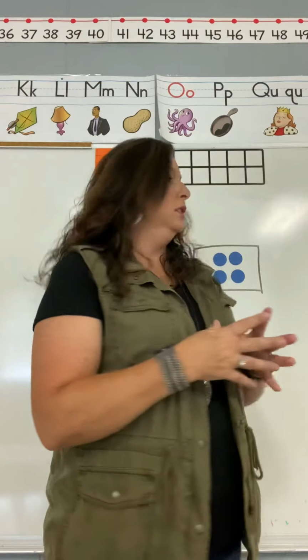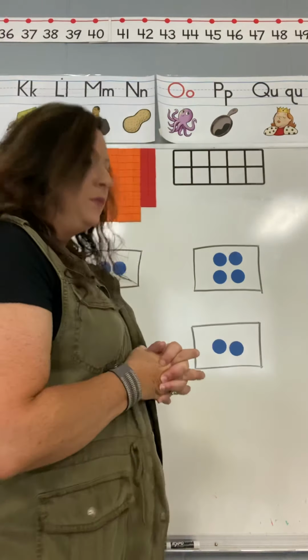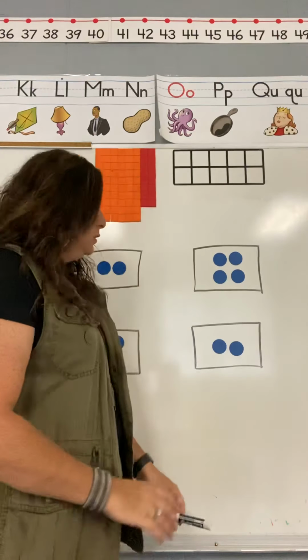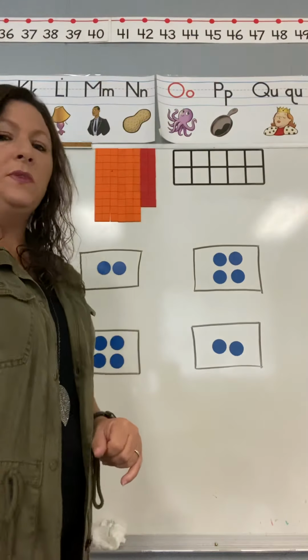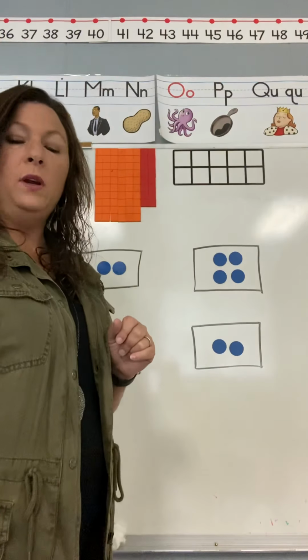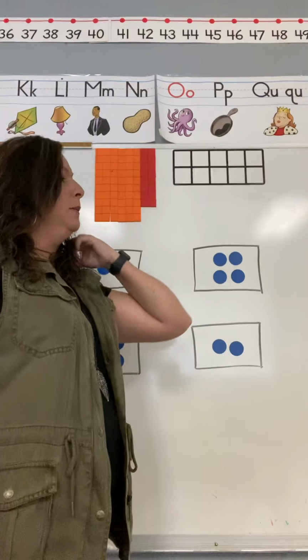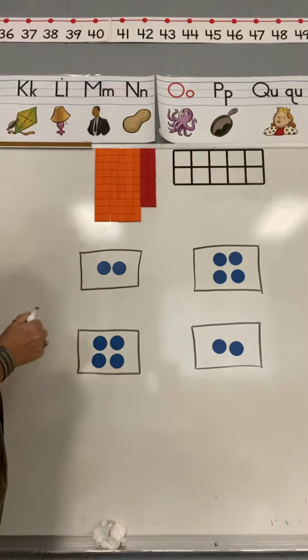Okay, so let's look up here at the board. I have a couple little circles inside of some squares, okay? What we're going to do is we are going to count the number of circles inside my squares, and then we're going to write the number above the square, and then we're going to talk about which ones are the same, okay?